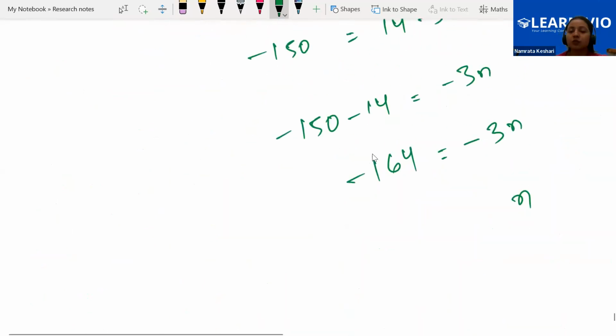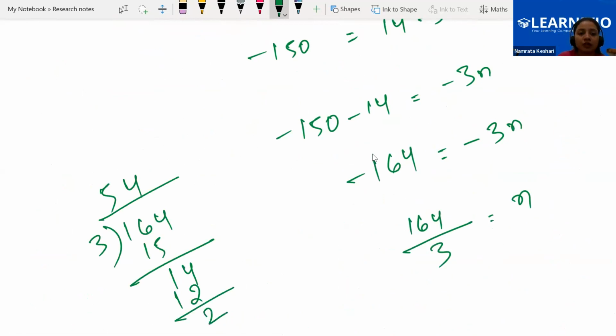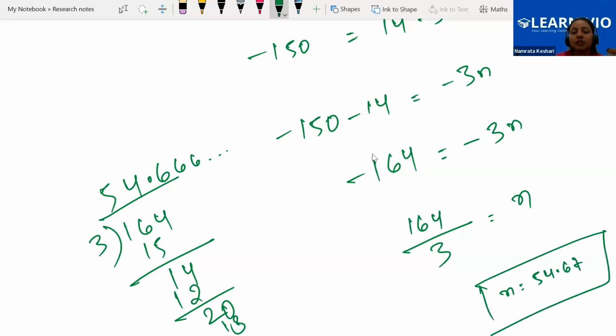Okay, so this is what we are having: 164 by 3. Let's check what we are getting. 3 fives are 15, 3 fours are 12, and then 0. 3 fives are 15, 3 sixes are 18. The 6 will keep on coming. We can write the n value as 54.67. Previously also, by the previous method, we got this n value only, and here also you can see we have got the same n.